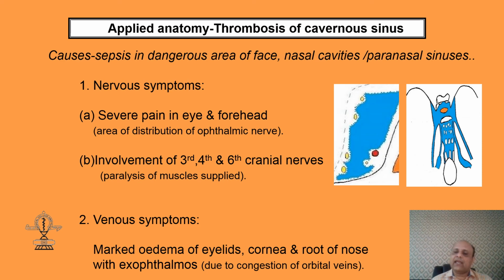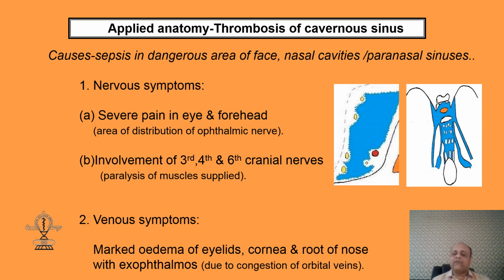Now, even any infection in this area can spread through the deep facial vein into the pterygoid plexus of veins, and from there it can go into the cavernous sinus to cause its thrombosis. That is why even teenagers are advised not to peel off any pustule in the region of the upper lip or the lower nose, because sepsis can spread in a retrograde manner. So infection can spread into the cavernous sinus and cause thrombosis there. This infection can spread from the dangerous area of the face, nasal cavities, and the paranasal sinuses.